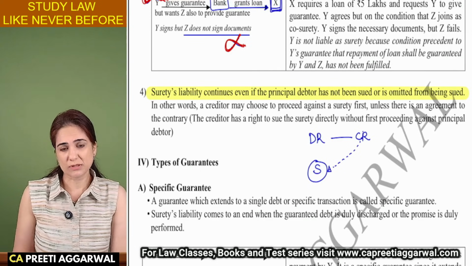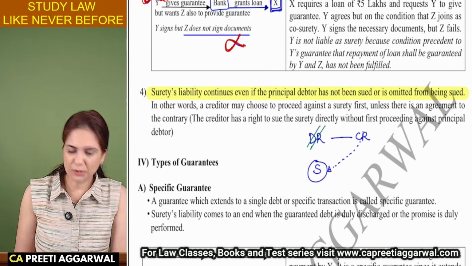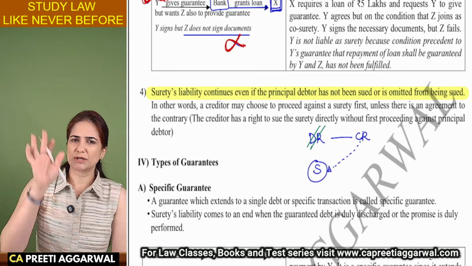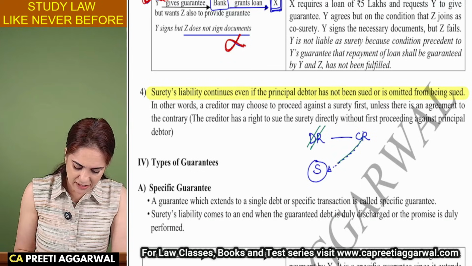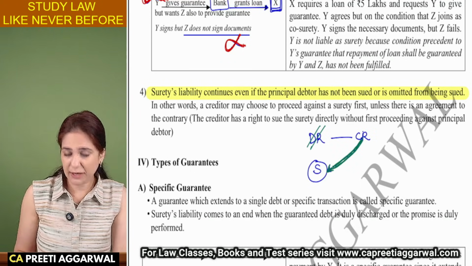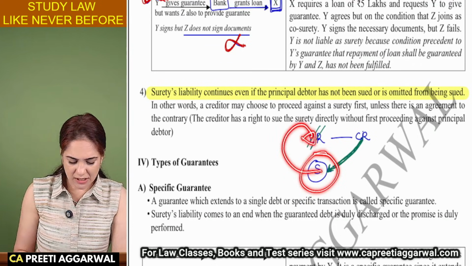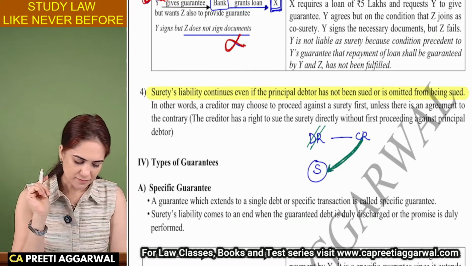Surety cannot refuse. Surety cannot say, oh, you should have first gone to the debtor, then you can file a case against me. I am very confident that the debtor is not capable of paying. Why should I waste time? So you can directly file a case against the surety. Surety will have to pay. Surety cannot deny. Once the surety pays, it can recover the money from the debtor.